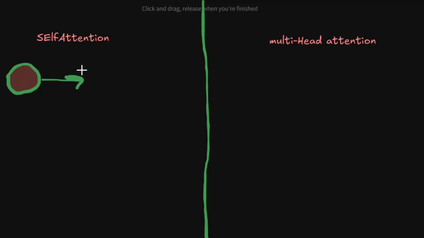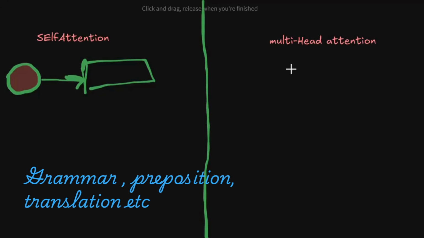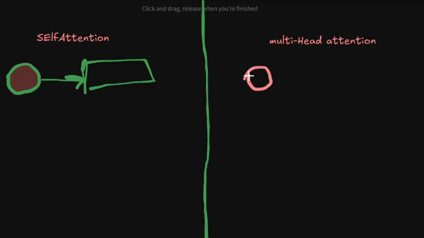But language is complex. A single attention head can only look at one type of relationship between the words. For example, it can only look at the grammar, it can only look at the syntax, it can only look at the prepositions, it can only look at the emotion or tone of the sentence. That is where we need multi-head attention.